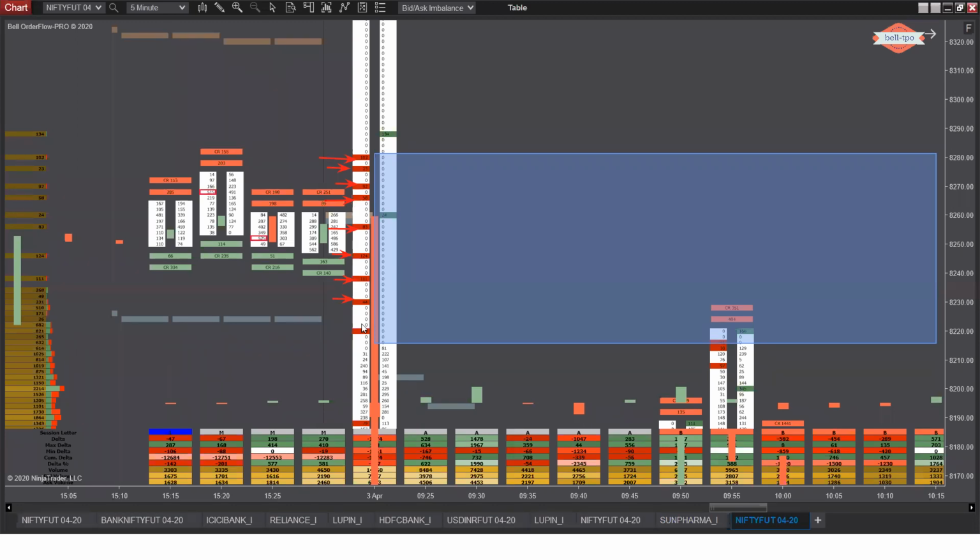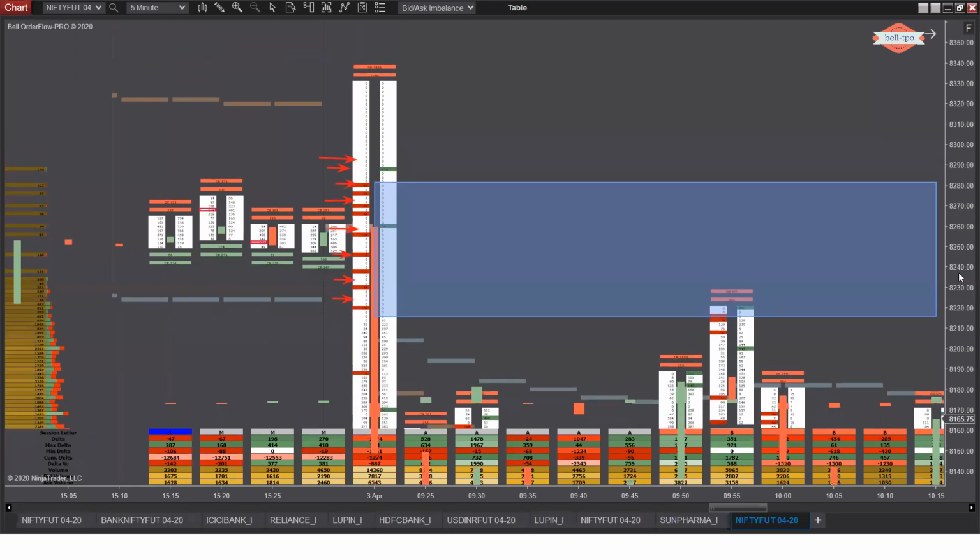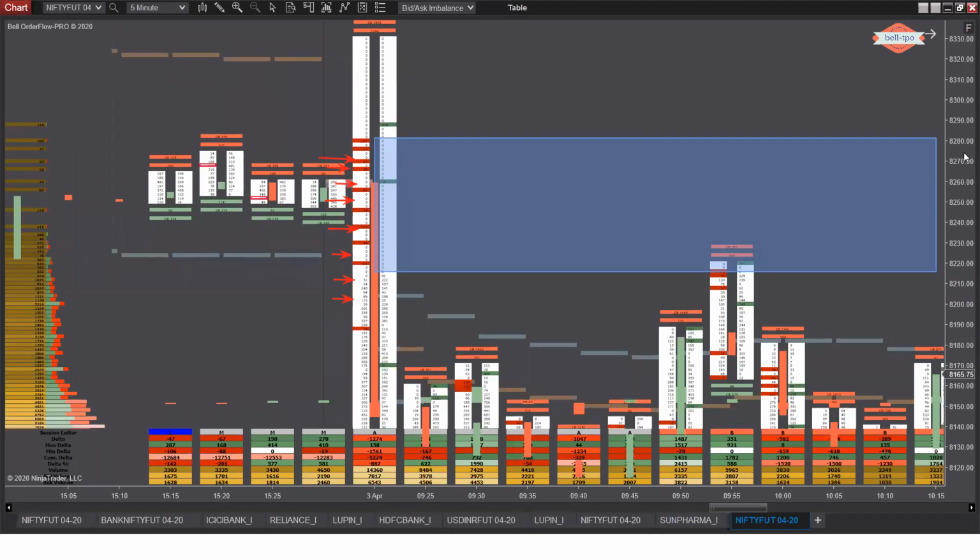What you can understand from this structure is that only sellers are coming and pushing the market down. They are most likely smart sellers. If they are really smart sellers, when the price enters this band, you'll be seeing a rejection. You'll be expecting more and more sellers coming, but the price is trying to re-enter this band. That's what happened around 9:55. You can see that at 9:55 price was again trying to enter this band. So watch out for the band. The band is 8220 to 8280.